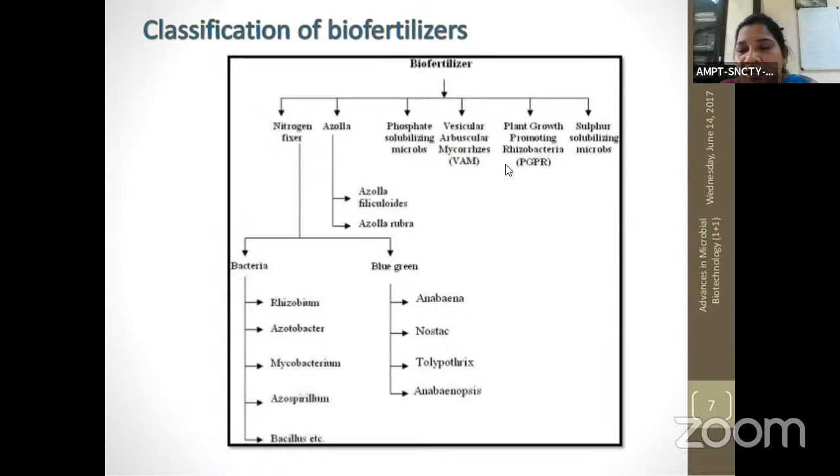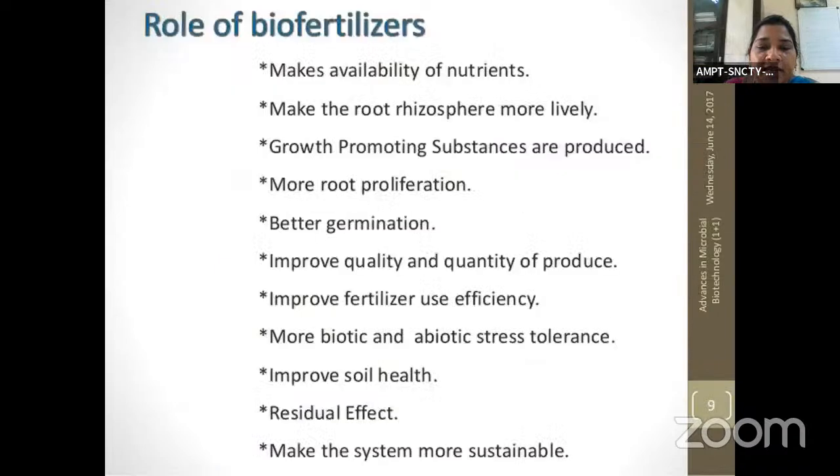Then plant growth promoting rhizobacteria, and sulfur oxidizing and sulfur reducing bacteria are also available in the market. Other degrading organisms, decomposing organisms, are also available in recent years, because the orientation towards biodecomposition is increasing day by day. These are the different types of biofertilizers we can see in the market.